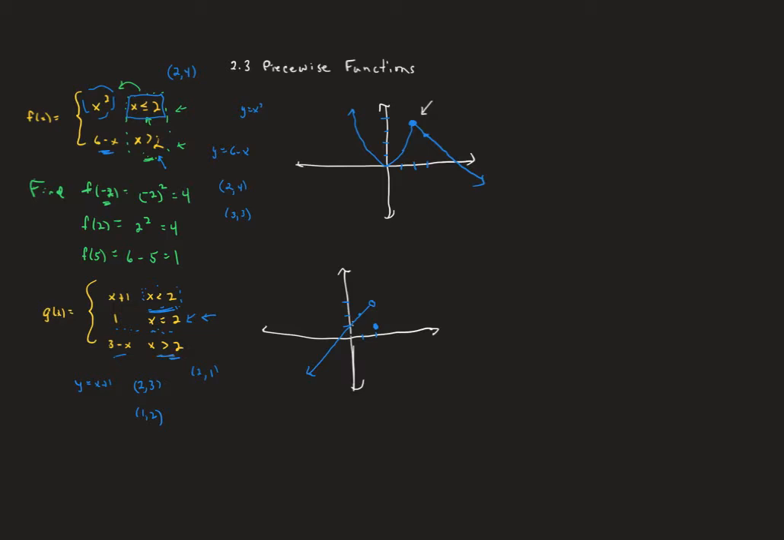Now if I plug in any value of x that's bigger than 2, like say 3, 3 minus 3 is 0, so that's going to allow me to connect those points, and our graph is going to look something like that. Okay, I'm going to move to a new screen here.